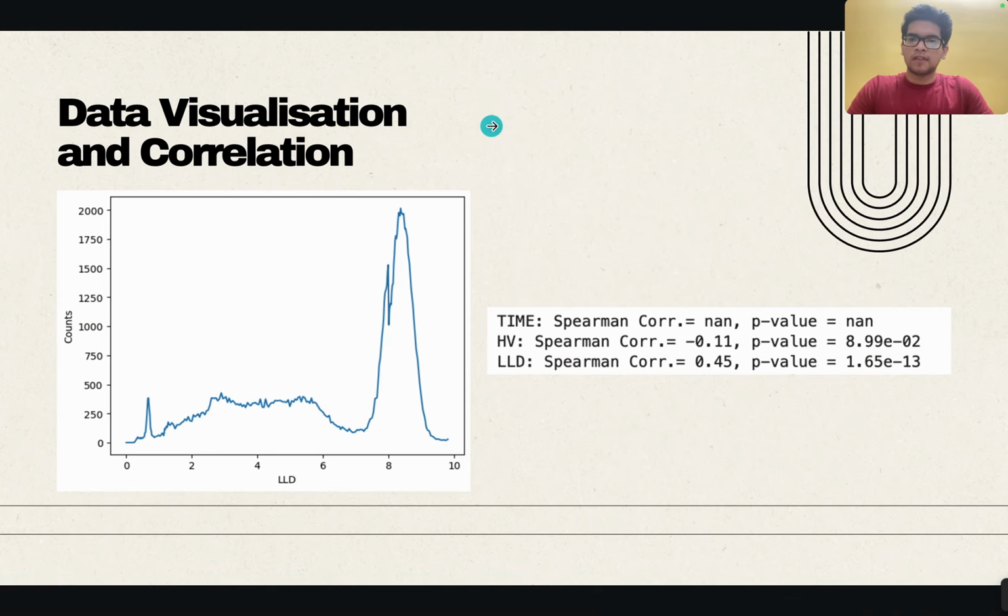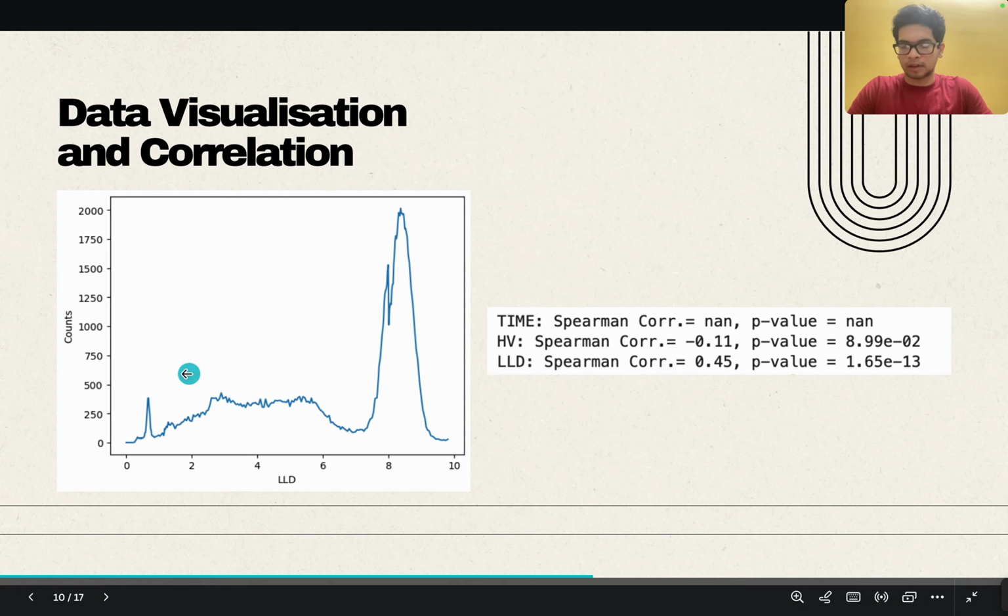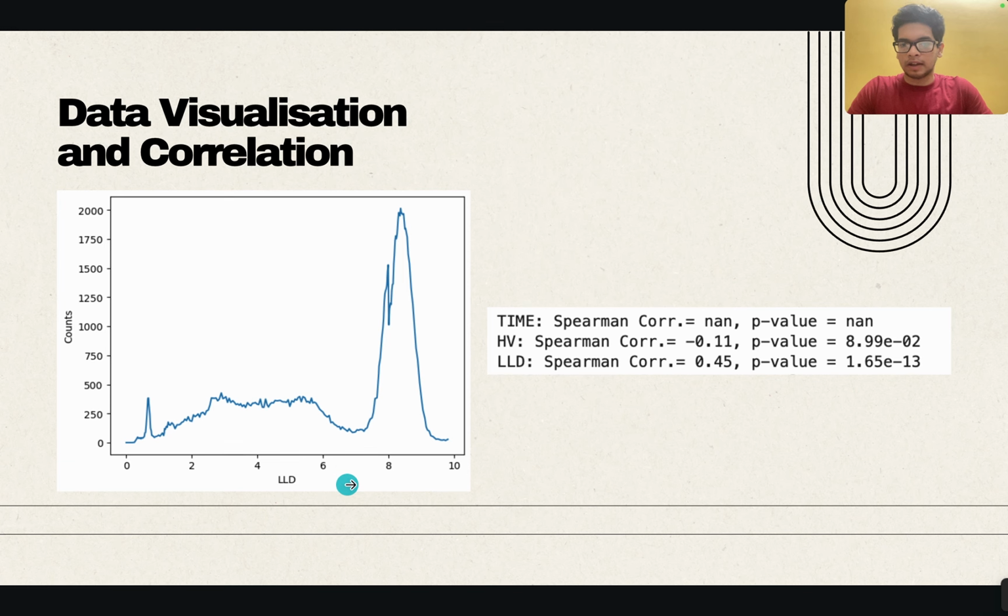Let's proceed with the data visualization and correlation. So here I have displayed the total graph of counts versus the LLD, and LLD is actually the most statistically significant parameter to be trained over. I will show it as I speak about their correlation. So for all of my three input parameters, time, high voltage, and LLD, we see that the Spearman correlation and p-value do not give me any number for time.